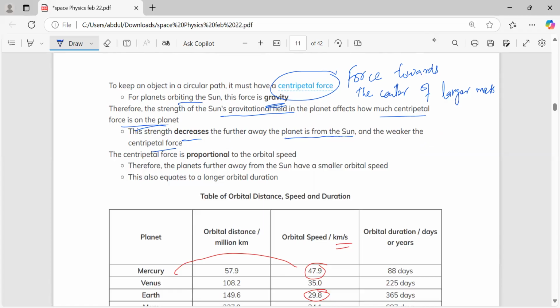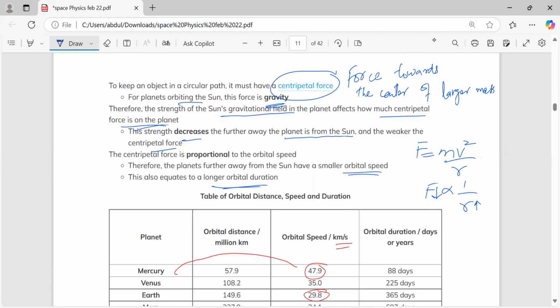We are not supposed to memorize this formula, but F is equal to mv square over r. So this force is inversely proportional to the radius of the orbit. If the orbit radius is increasing, the centripetal force will be decreasing. Also, centripetal force is proportional to the orbital speed. If the speed is more, centripetal force will be more. Therefore planets further away from the sun have a smaller orbital speed. This also equates to a longer orbital duration.